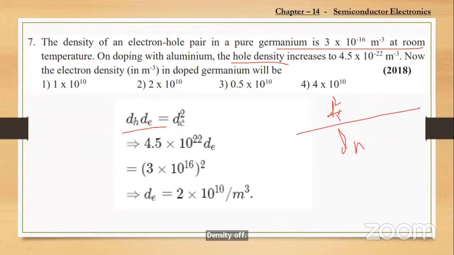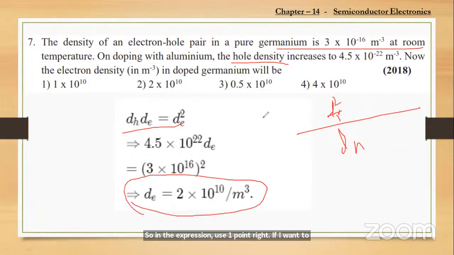So if you use this expression and simplify for the density of the electrons, just divide one by the other. So the answer will come 3 into 10 to the power of 11. Sorry, 2 into 10 to the power of 10. 2 into 10 to the power of 10 means option two is the right answer.